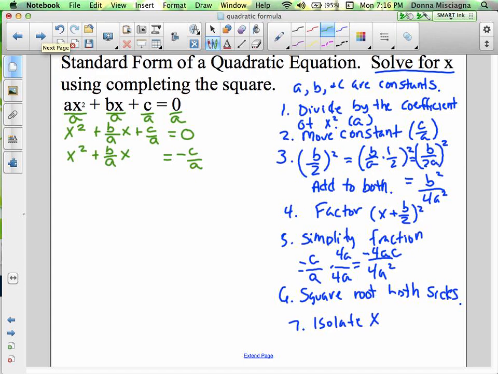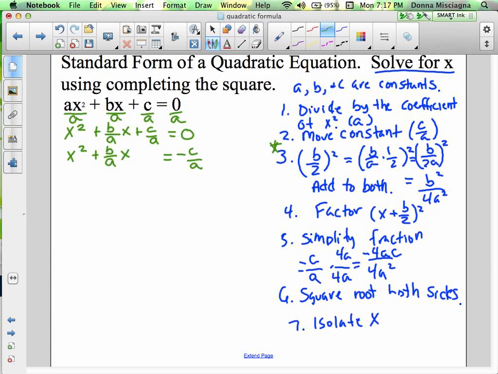So now if we're completing the square, remember, we have to take b, divide by 2, and square, and add that to both sides. Our b term is b divided by a. If we want half of it, we'd multiply that by a half, since dividing by 2 is the same as multiplying by a half. So b divided by a times a half gives us b divided by 2a. And now we have to square, so we've got b squared, and 2a squared gives us 4a squared.